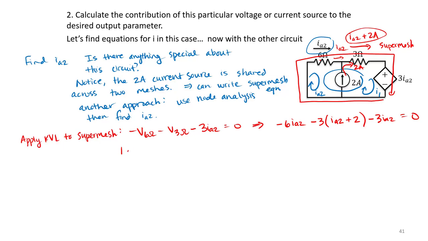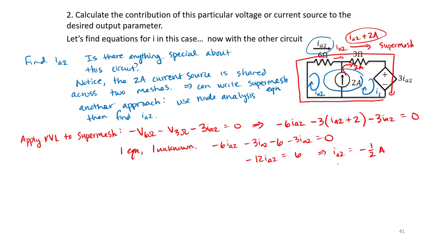Notice in this case I have one equation and one unknown. So I can go ahead and simplify. I just go ahead and distribute everybody through. And notice I end up with minus 12 IA2 equaling 6. So IA2 is going to be equal to minus 1/2 amperes.